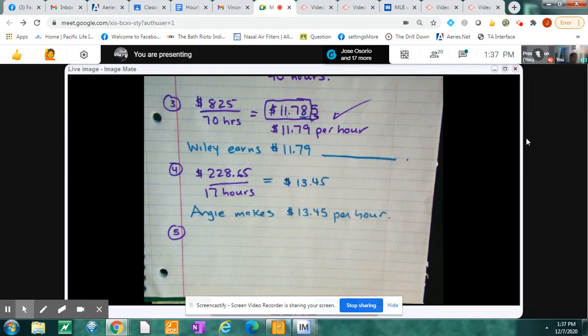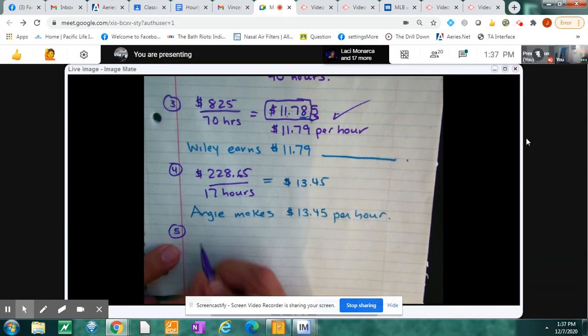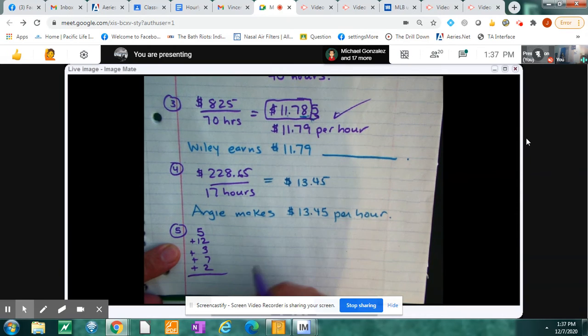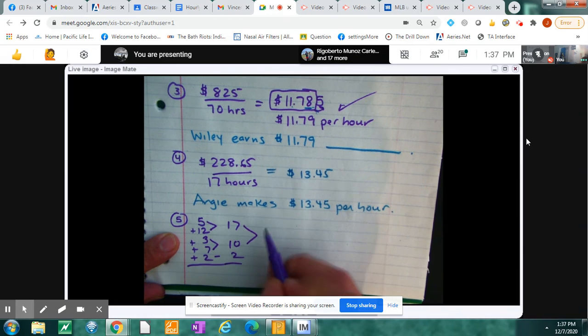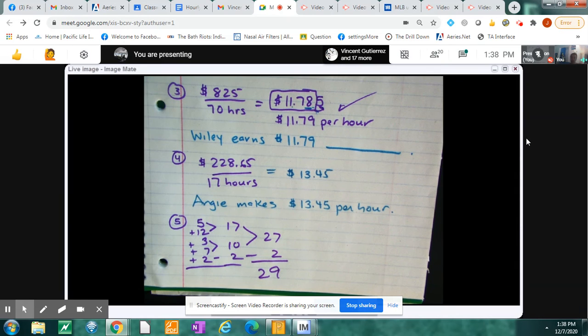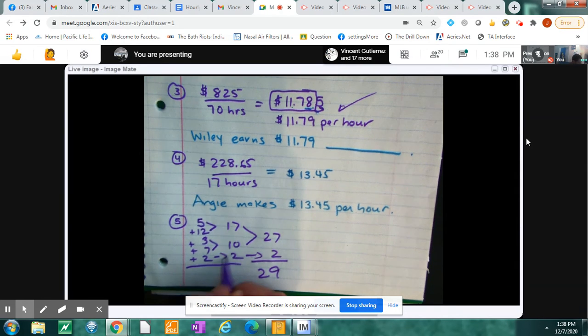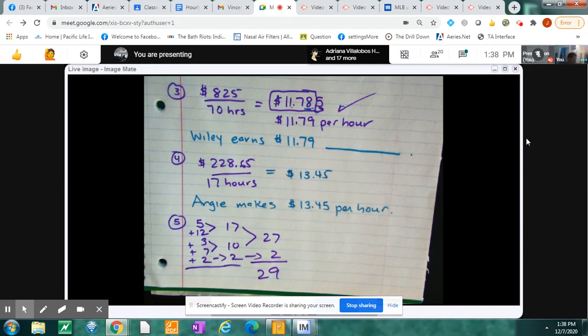So number 5 says Rogelio works at Taquito Bellito, and he worked the hours. It's the same thing. So how many hours did he work? He worked 5 plus 12 plus 3 plus 7 plus 2. So these two are 17, these two are 10, these two are 2. That's 27 plus 2, and that's 29. Okay, 29. All right, you got it?